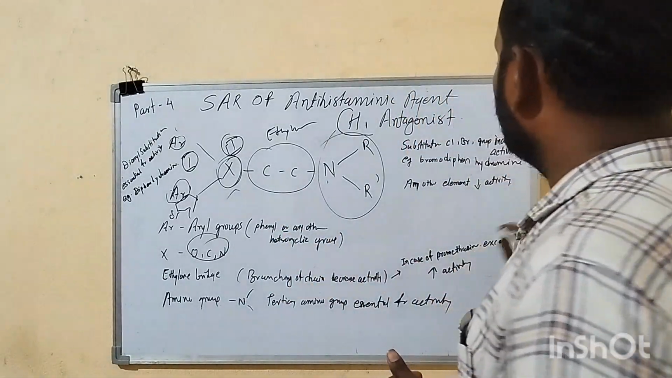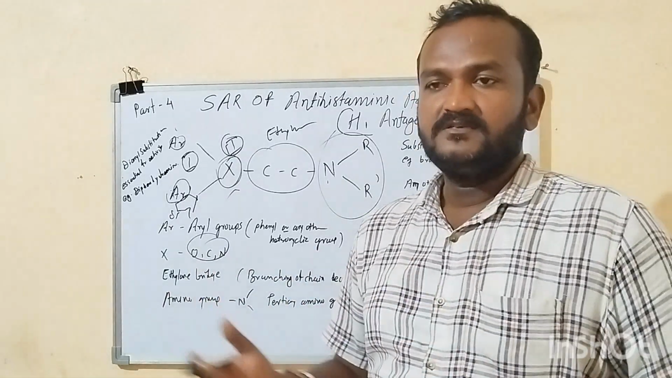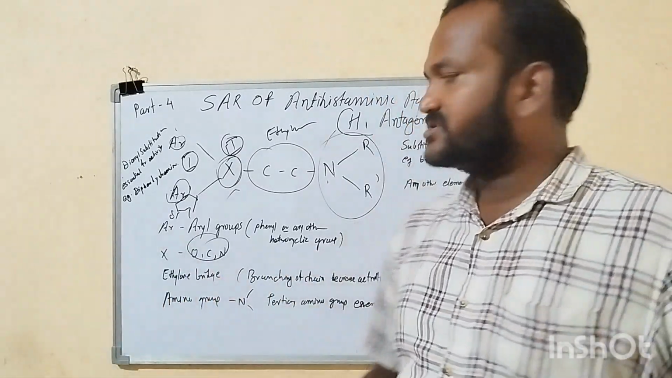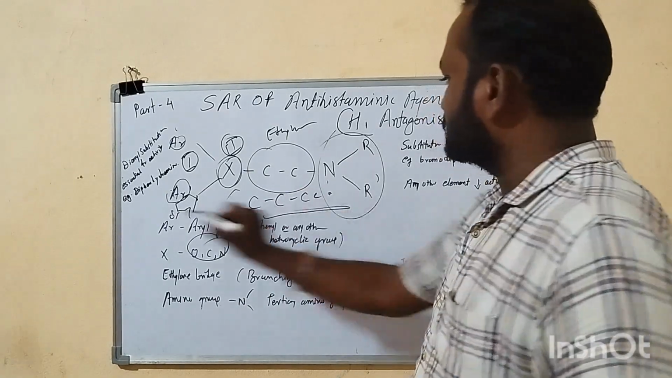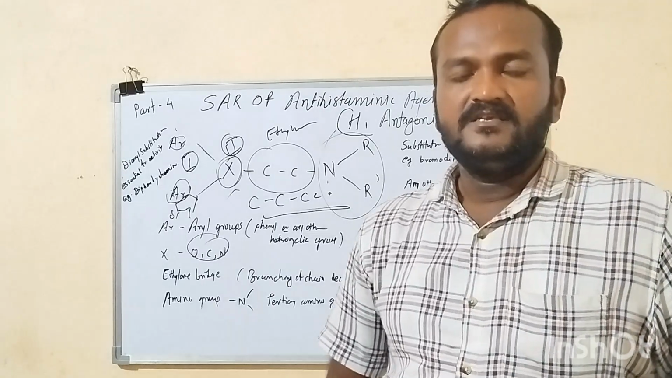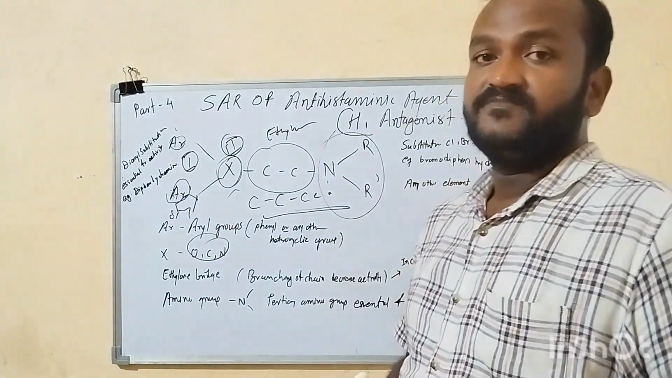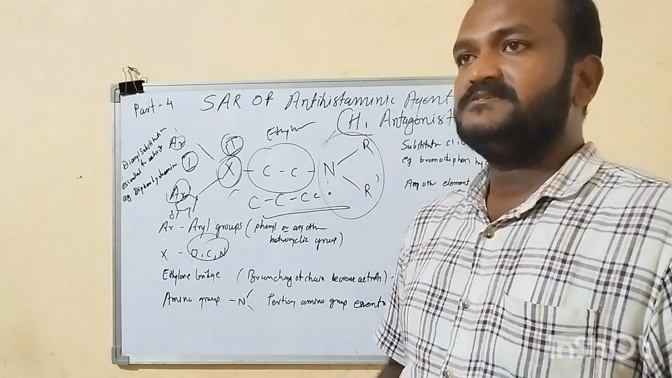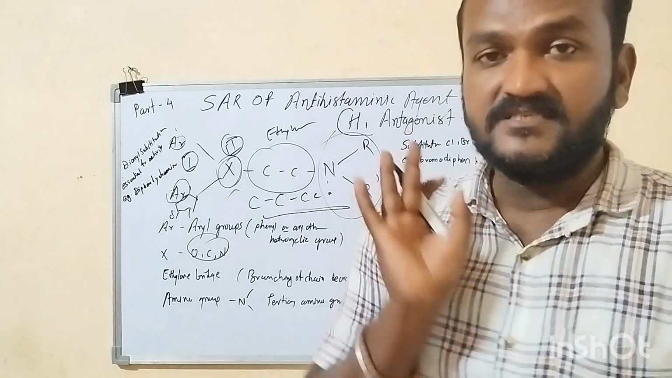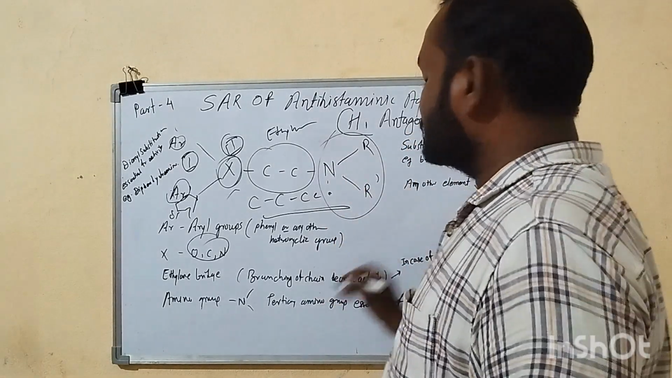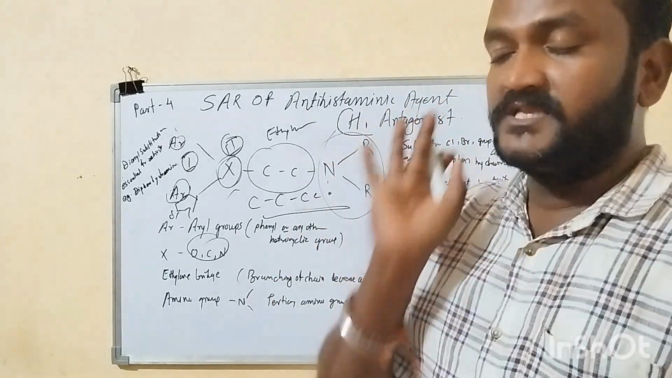Next is the ethylene bridge. If we increase the chain of the ethylene bridge, or increase the branching of the chain, that is, increase the carbon atoms here, then definitely there is decreasing activity. The only exception case is promethazine. Promethazine is an exception, where it will not impact the activity of the H1 antagonist.